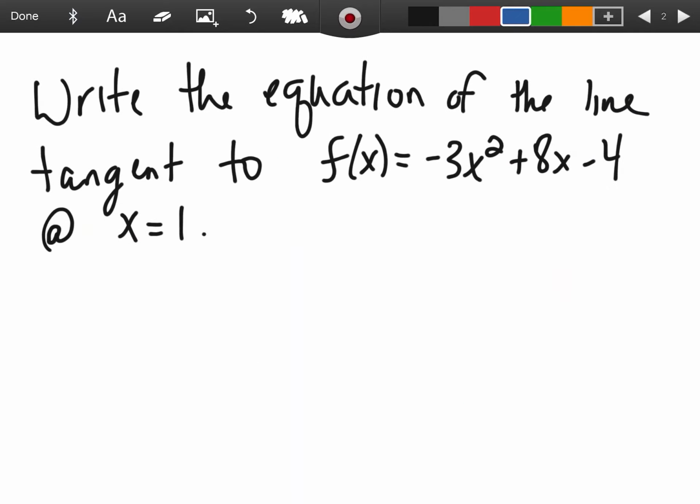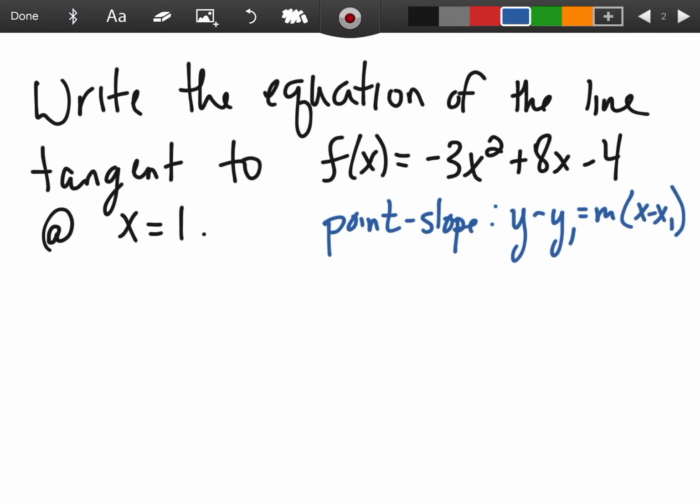So we are just going to do one example here, and we are writing the equation of the line tangent to f of x equals negative 3x squared plus 8x minus 4 at x equals 1. Okay, so we want a tangent to f of x at x equals 1. Well, when we were working with secant lines, we were writing equations in point-slope form. We want to keep using that point-slope form, which we know is y minus y1 equals m times x minus x1.